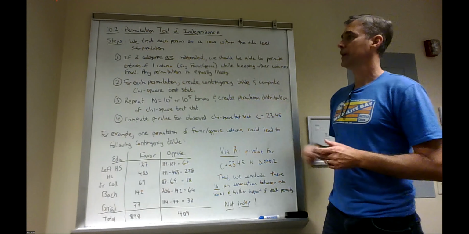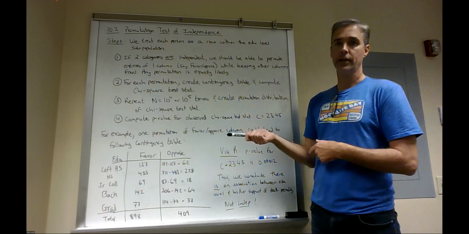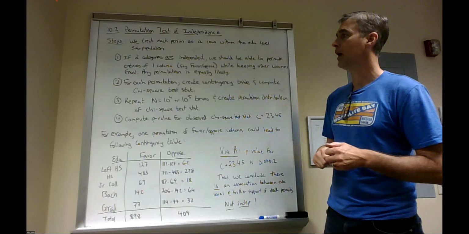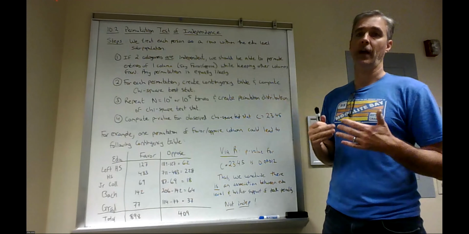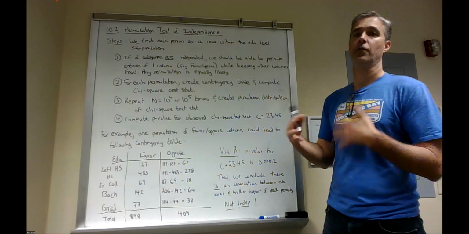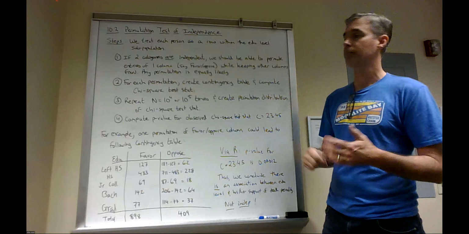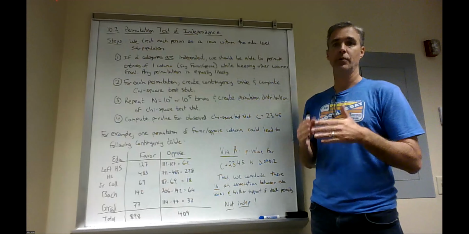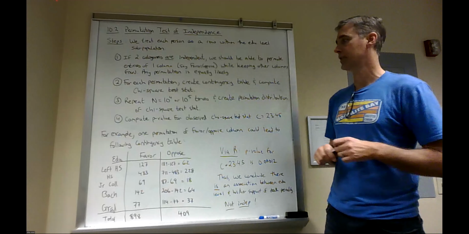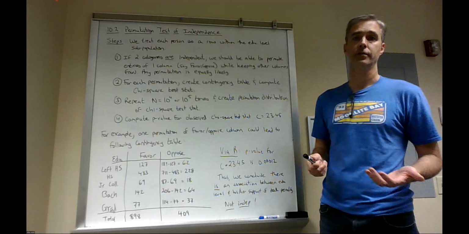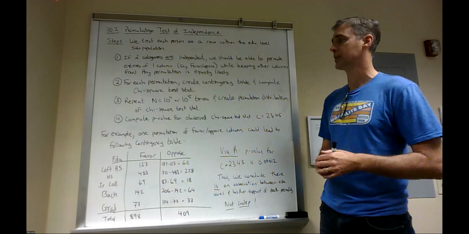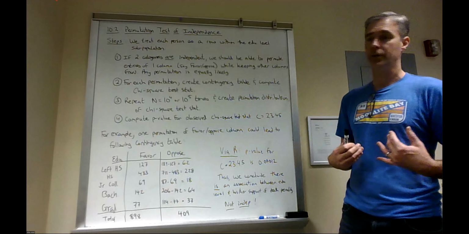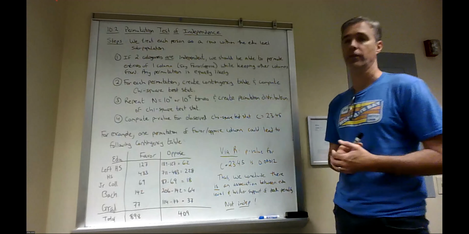So for each permutation, we're going to then create the contingency table that was on that second screen and compute the C value, the chi-square test statistic for that revised data. We're going to repeat that 10 to the 4th or 10 to the 5th times, keeping track of our different chi-square test statistics and create our permutation distribution of that chi-square test statistic. And then we'll compute the p-value for our observed chi-square test statistic for 23.45.